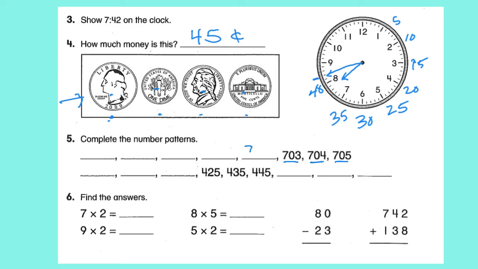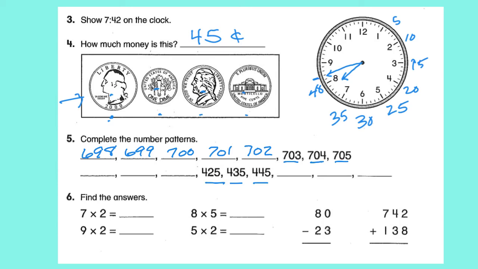So if we want to fill in the blanks before, we can just count backwards by 1. So we can start with 702, 701, 700, 699, 698. And let's go ahead and look at the bottom pattern. We've got 425, 435, 445. That is going up by how many? Yes, 10.